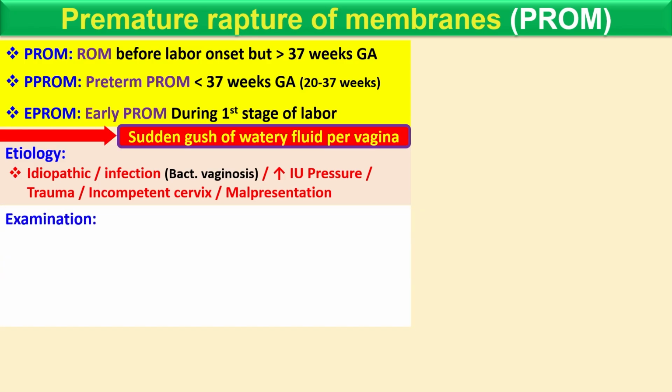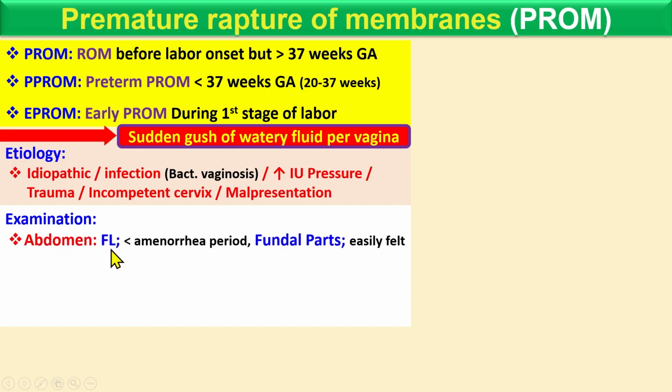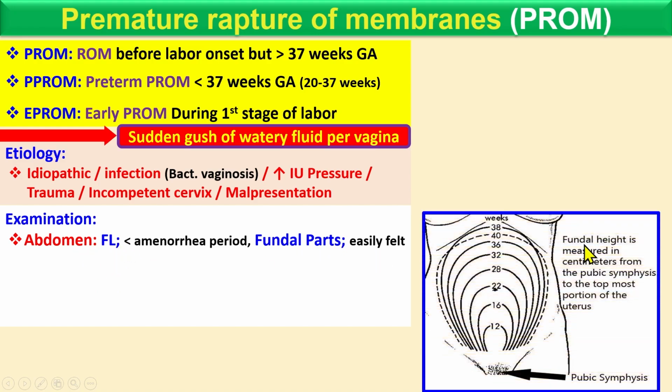Okay. So, what examination should you perform in this presentation? First of all, you look at the abdominal examination, where you take the fundal level. These are different fundal levels with increasing gestational age. The fundal level is going up and up, and at 40 weeks, at 37 weeks.